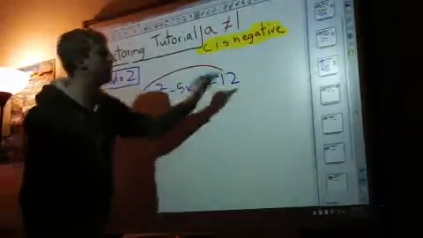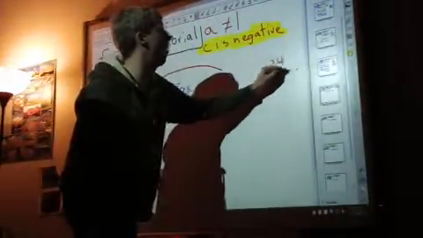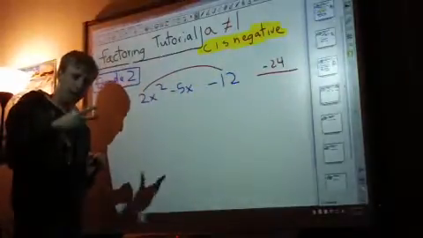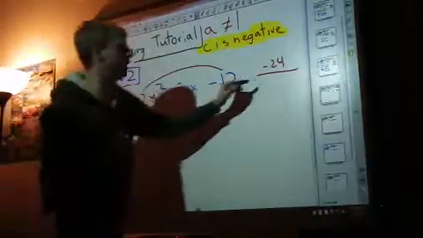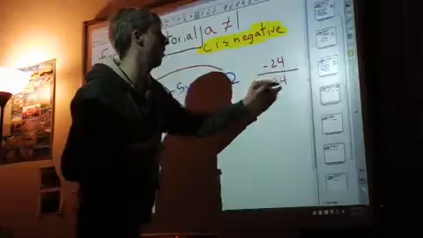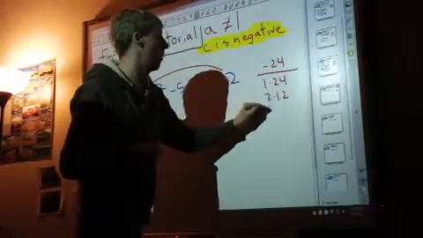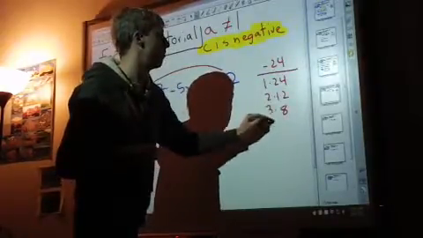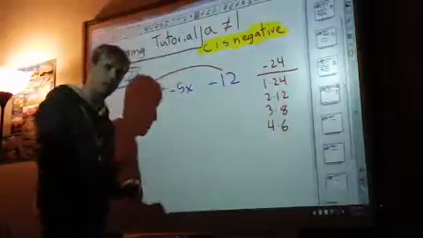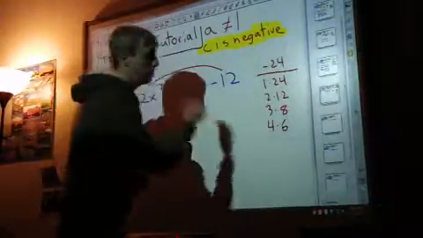2 times negative 12, which is negative 24. Again, don't worry about the negative just yet. Get all of the pairings first. So I got 1 times 24, 2 times 12, 3 times 8, 4 times 6. The next one, 6 times 4, which is the same as 4 and 6.